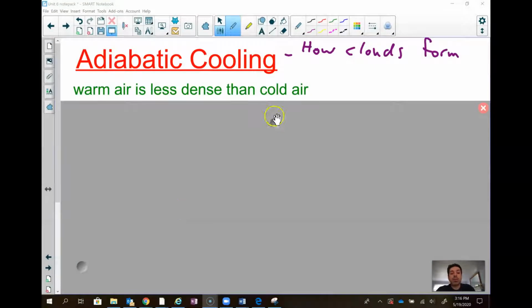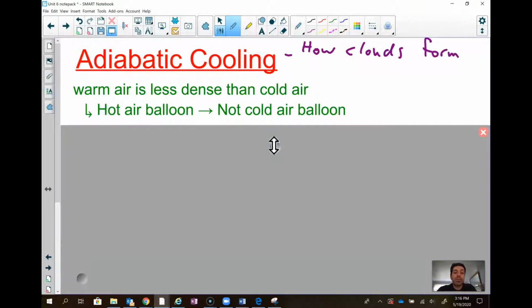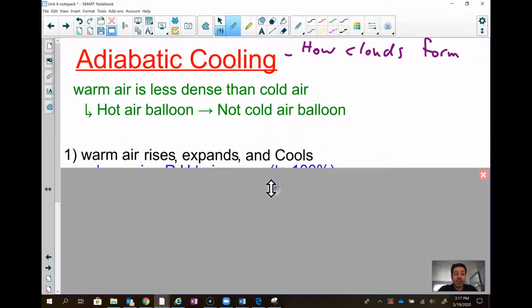Okay, so I put that as a way to help you remember, and that's that we have hot air balloons, not cold air balloons. Cold air balloons aren't going to go anywhere, but a hot air balloon will. So that's something we need to know, that warm air is less dense. And if it's less dense, well, then first of all, it's going to rise. And as it rises, it's going to expand and cool.